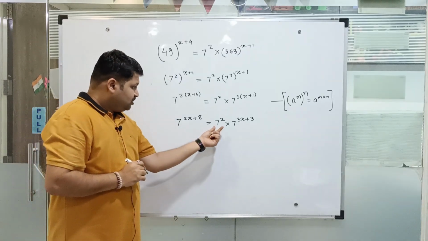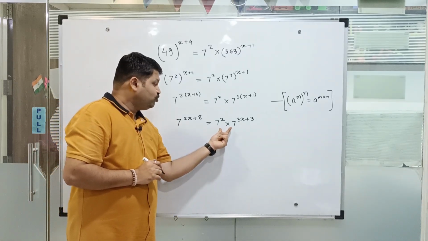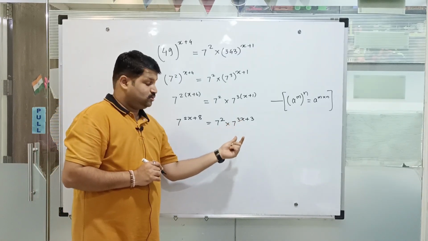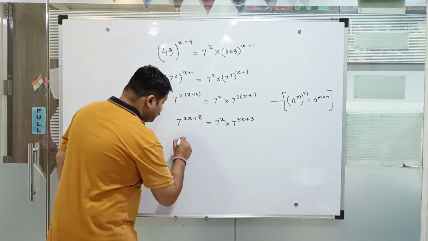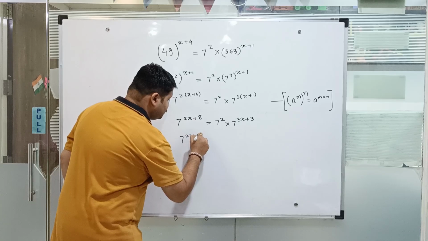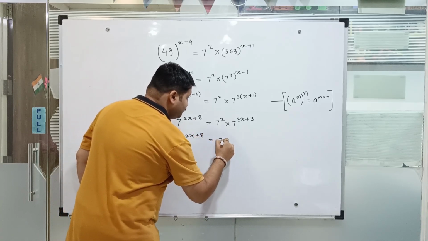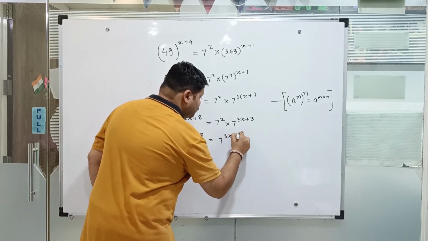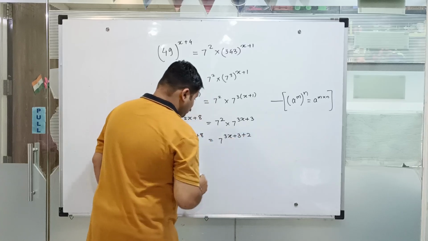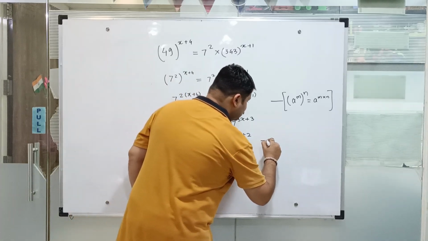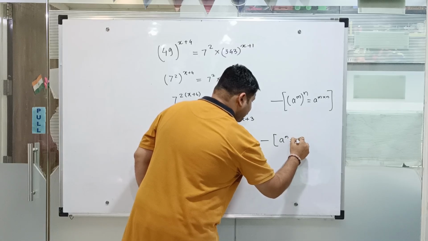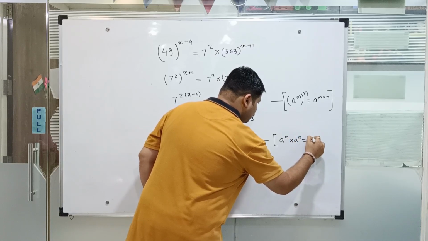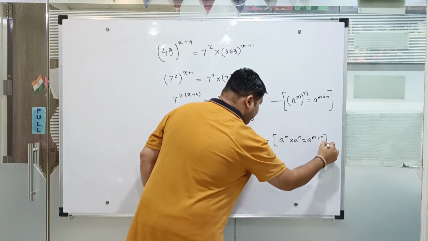Now, since these two are multiplied, we would be using the product rule, which means adding the exponents, giving me 7 to the power of 2x plus 8 is equal to 7 to the power of 3x plus 3 plus 2. I'll write the rule here. a to the power of m multiplied by a to the power of n is equal to a to the power of m plus n.